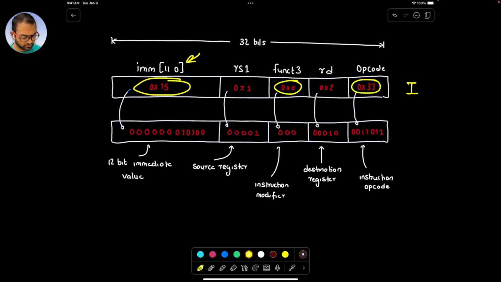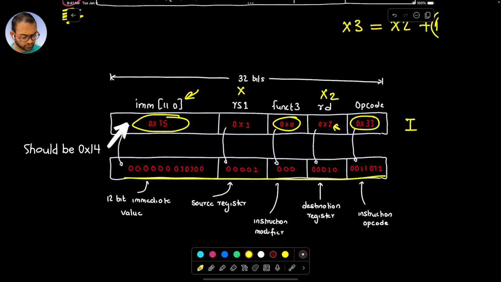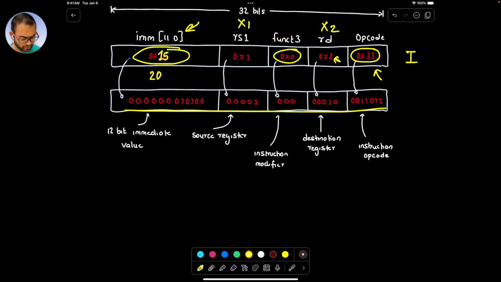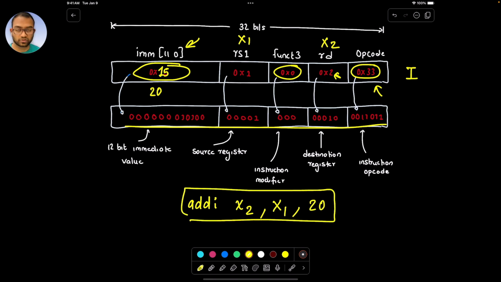So converting these hex numbers, we get this bit pattern, which translates into, let's see. The destination register here is X2, because there is 2 here. Source register 1 is X1. And the value of hex 15, I think that is 20. So what this instruction is translating to, and I suppose this opcode is for add immediate: add immediate, give the result in X2, the addition of X1 and 20. So this is what this instruction is.